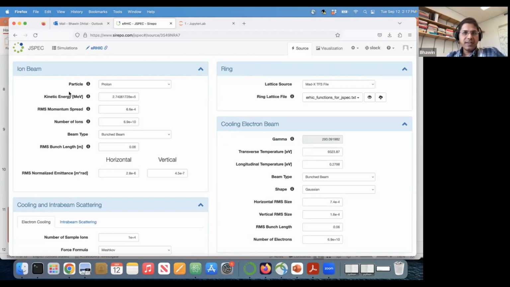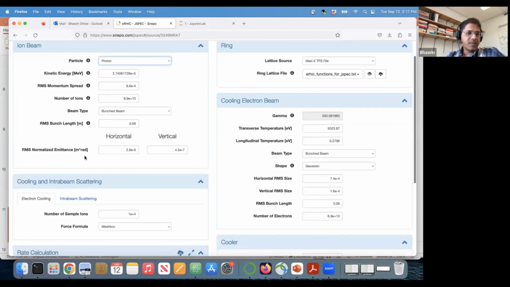It has many sections. The first section is the ion beam section. I'm taking the proton beam, but you can choose different ions. This is the proton beam kinetic energy for the 275 GeV proton beam. The RMS momentum spread is given here, 6.6 times 10 to the power minus 4. We take 6.9 times 10 to the power 10 ions, and we use a bunched beam. Bunch length is about 6 centimeter. We also have these values, normalized emittance in horizontal and vertical. These parameters are taken from the EIC CDR published in 2021.